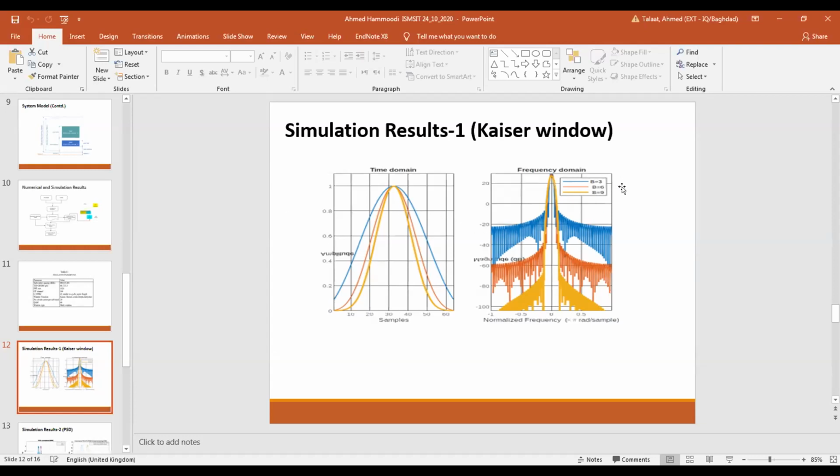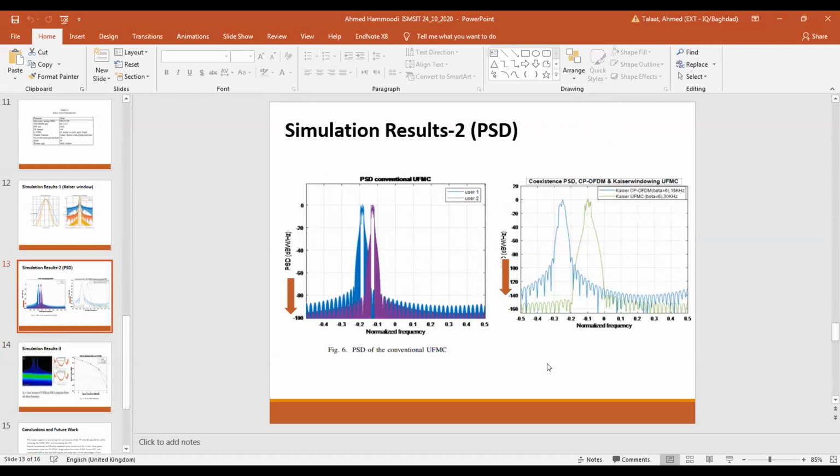It's clear that when we increase beta, the out-of-band emission is reduced. This is the power spectral density for the conventional UFMC using the Chebyshev filter. After using the Kaiser window and coexisting with CP-OFDM, it's clear that the out-of-band emission is decreasing, and there is no interference between the different bands. The 3GPP standard gives us the limitation for the out-of-band emission. Now it's clear that the system passes successfully after 100 dB.